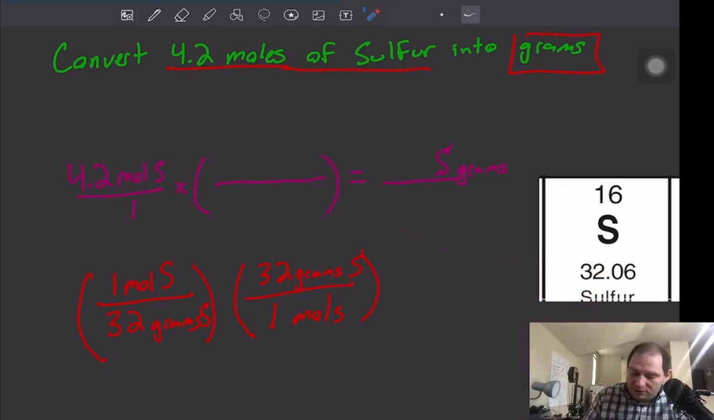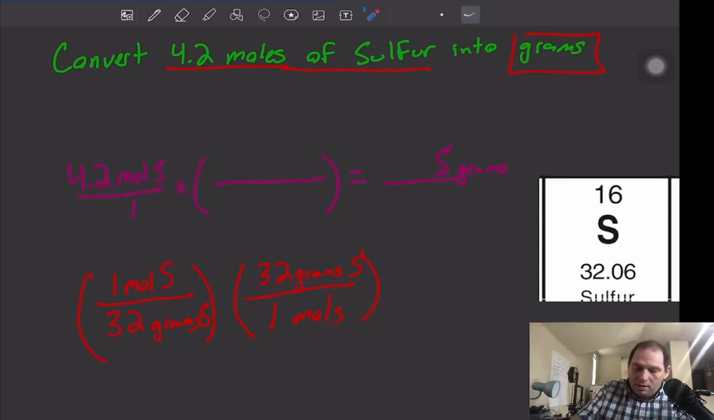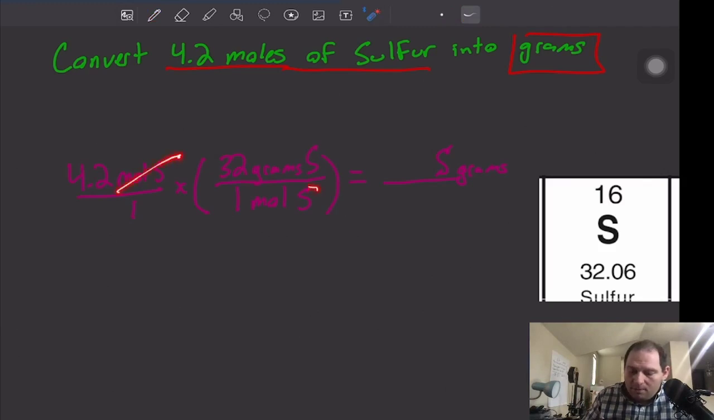All right, so which one of these do we need to use? We have moles on top. We want to find the one with moles on the bottom. So use that guy. Rewrite that with 32 grams of sulfur is equivalent to 1 mole of sulfur. Let's cancel out our units to make sure we get to the appropriate unit at the end. I have a mole on top and a mole on bottom, so bye-bye. I only have grams of sulfur left, and I have it here.